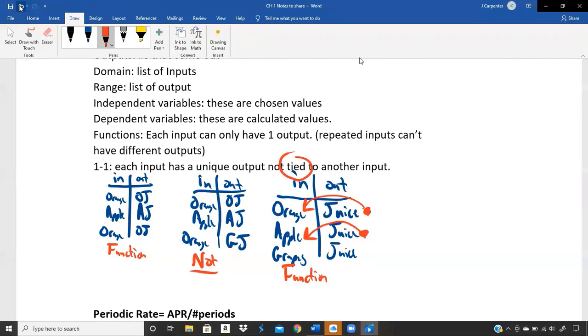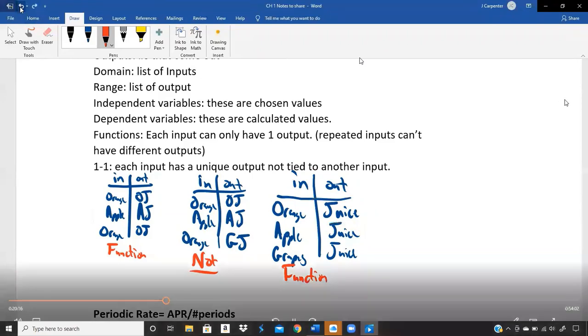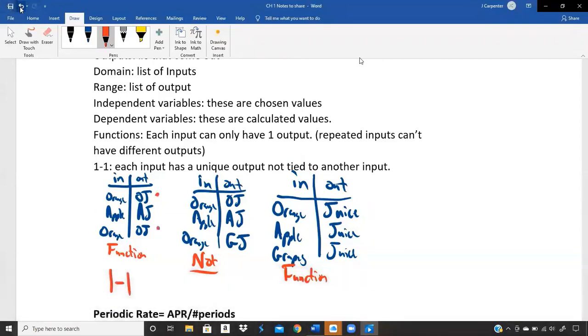So it's kind of like the opposite of the function testing. Function testing is you're looking for repeated inputs. One-to-one testing, you're looking for repeated outputs leading to different inputs. So that last one is not one-to-one. The first one is one-to-one. Again, you have repeated outputs, but they're tied to the same input, so that's okay. That is one-to-one.